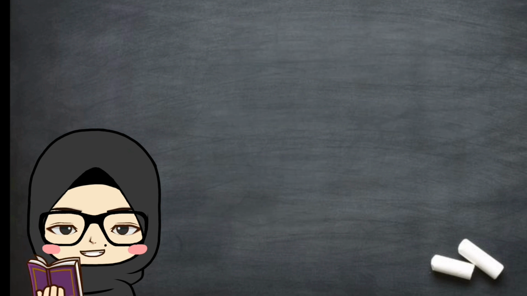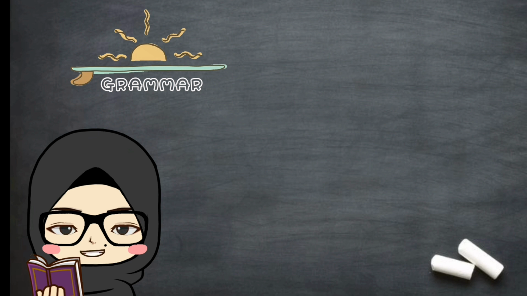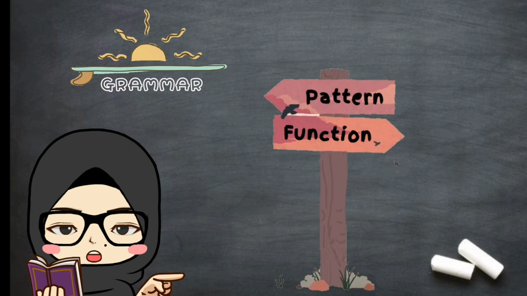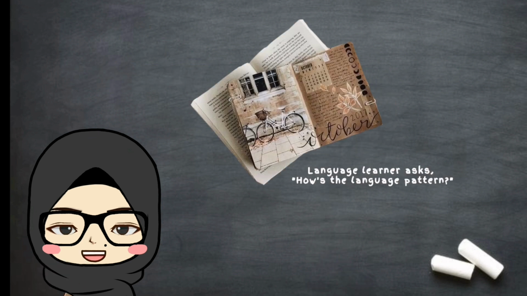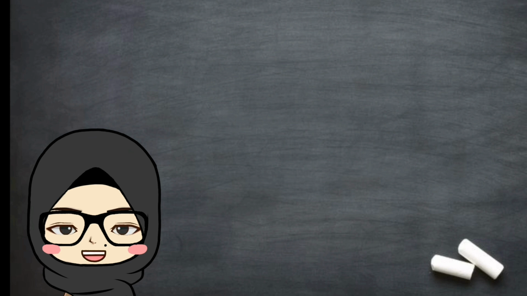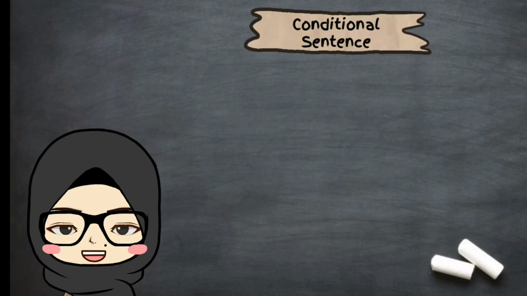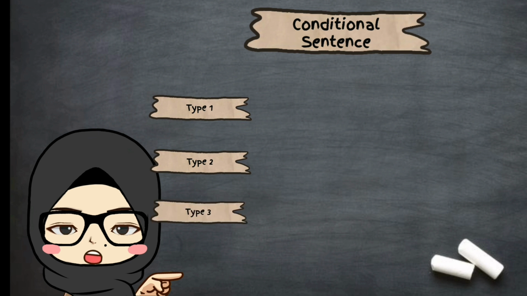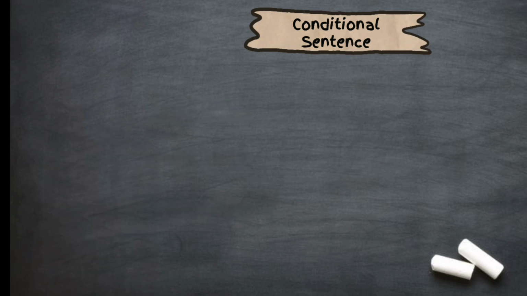Well, when we are talking about grammar, what you need to know basically are 2. The first one is the pattern, and the second one is the function. Of course, as a language learner, we need to know how the language pattern is. If we do not know the pattern, it will be hard for us to apply the language itself.